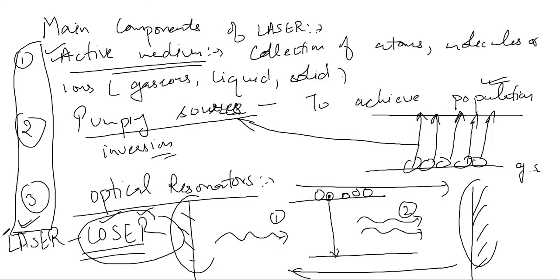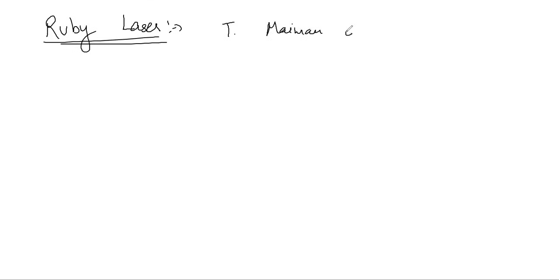Now we are going to talk about the ruby laser, and for each laser we discuss, I'll specify what the active medium is, what the pumping source is, and what the optical resonators are in that particular laser. It varies from system to system. The first laser we are going to talk about is the ruby laser. This was also the first functional laser, discovered by T. Maiman in 1960.